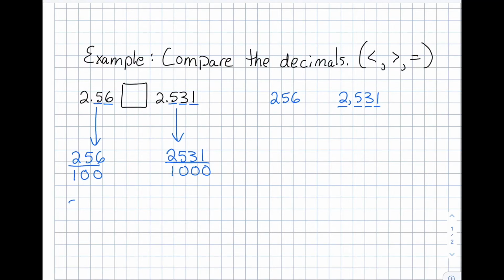This becomes 2,560 thousandths versus 2,531 thousandths. And all we have to do, since we've partitioned the whole into the same size parts, thousandths, is compare the number of parts, that's the numerator. Since the numerator on the left is larger, that'll make the fraction on the left larger. So we can insert a greater than symbol. So in this case, even though there were more digits in this number, 2 and 56 hundredths ended up being the larger number.